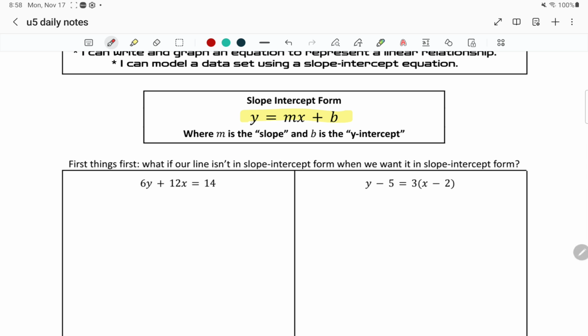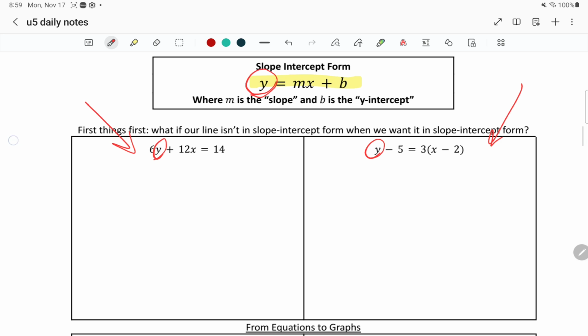So what I notice about y equals mx plus b versus these two equations is that in slope-intercept form, y is alone. Y is all by itself, and it's not in my two problems here. So our trick, or per se, for getting something into slope-intercept form is to get y by itself.